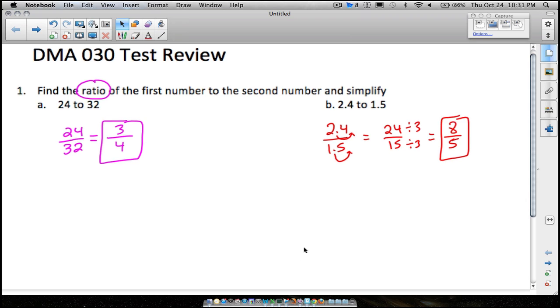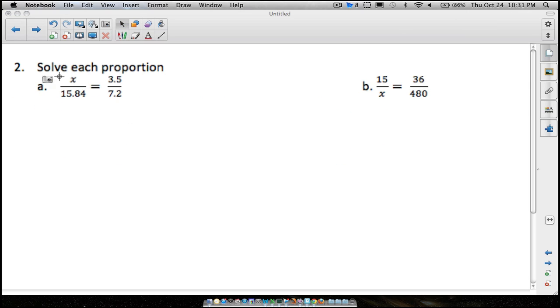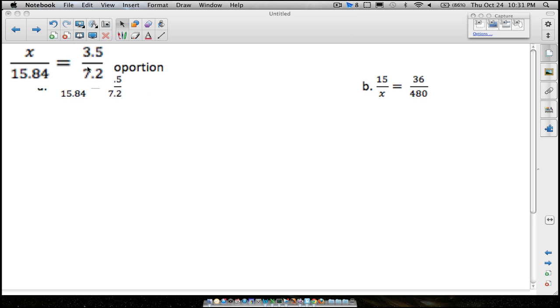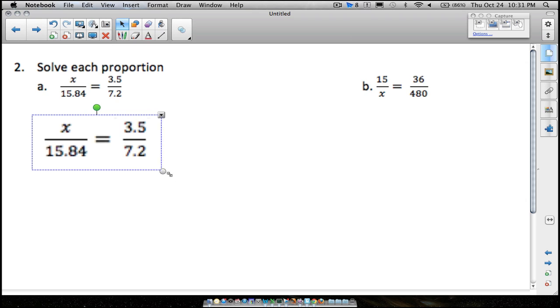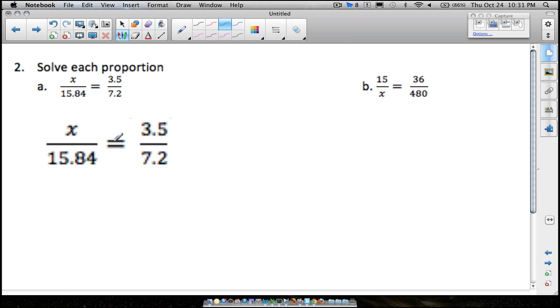Alright, problem number 2. Solve each proportion. This proportion right here, the way I showed you in class, this is one of the only times that you can cross multiply. When you have one fraction equal to one fraction, you can multiply. Now, you don't have to show me all this work. For example, right here though, 7.2 times x is 7.2x. Set this equal to the other cross product. This is the only time you can cross multiply, when you have one fraction equal to one fraction.